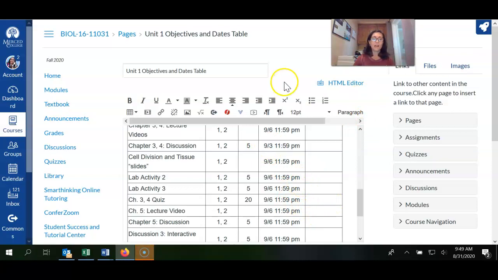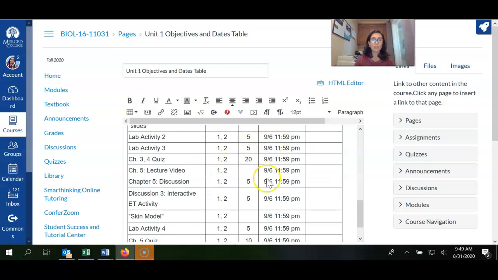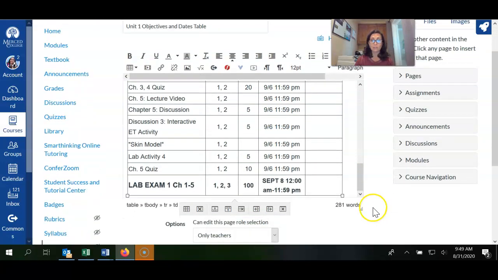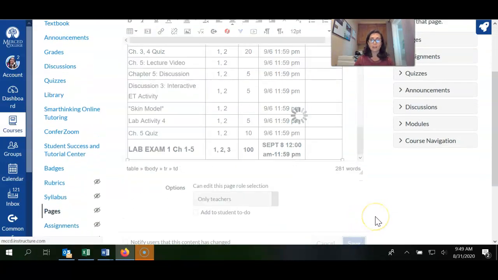There we go. I will be posting the cell division and tissue slides today or tomorrow. Again, I'm running this through another group because we're all trying to post the same things. Lab activities 2 and 3. The rest of the dates I'm just going to leave on the 6th for you, okay? The rest of these I will leave alone because I just got confused.